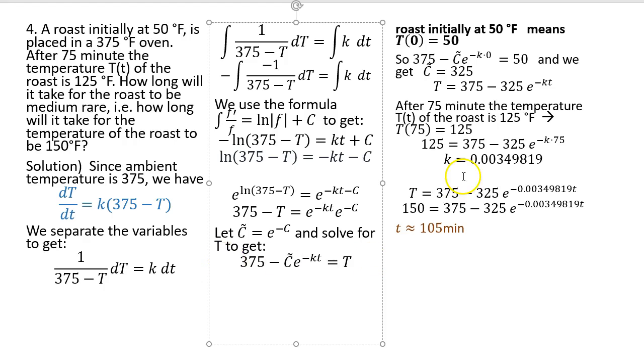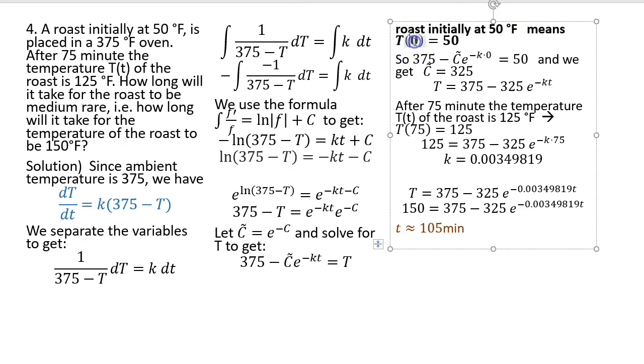And then since the roast was initially at 50 degrees Fahrenheit, that means the temperature at time t equal to 0 is 50. Using that, we can figure out what c tilde here is. And then to find the k value, we use the next data, which says at 75 minutes it's 125, so put 75 and equal to 125. That gives you the value of k. Put the k back here, and we get the equation for T, right?